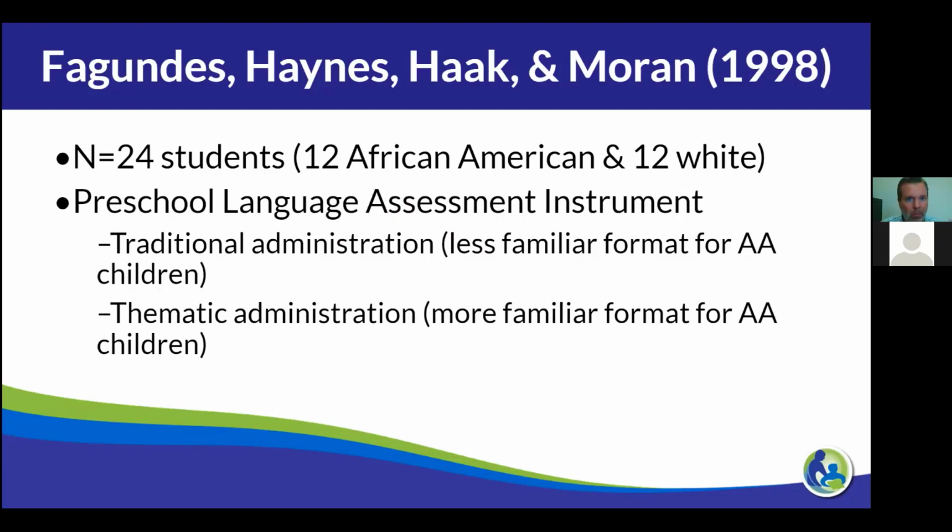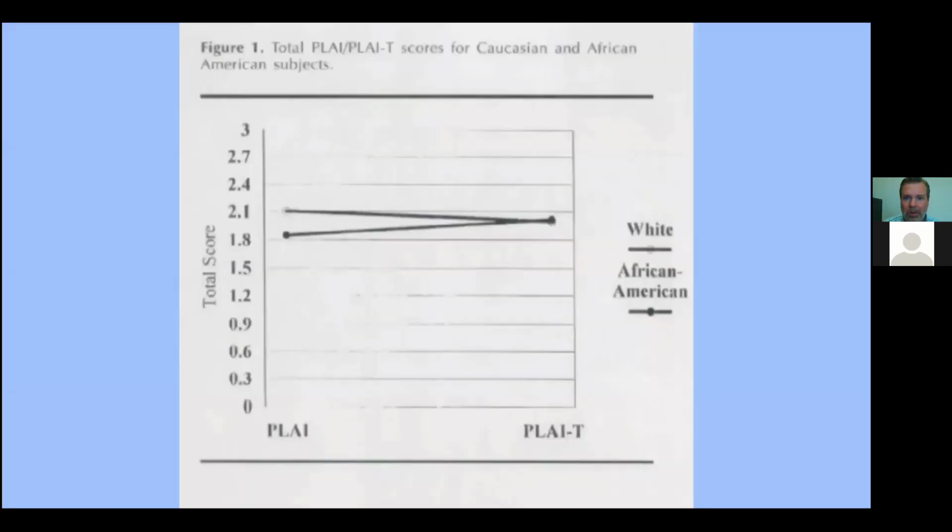So they did two different forms of this preschool language assessment instrument. The traditional administration was just with the pictures. The thematic was with actual three-dimensional objects. And what they found is that when they did the thematic administration, using the format that was familiar to both groups, there were no differences. And when they did the traditional, the one that was unfamiliar to the African-American students, they performed significantly worse. Right? And it's not a huge difference. It's not that they couldn't do this at all, but we see some difference there.